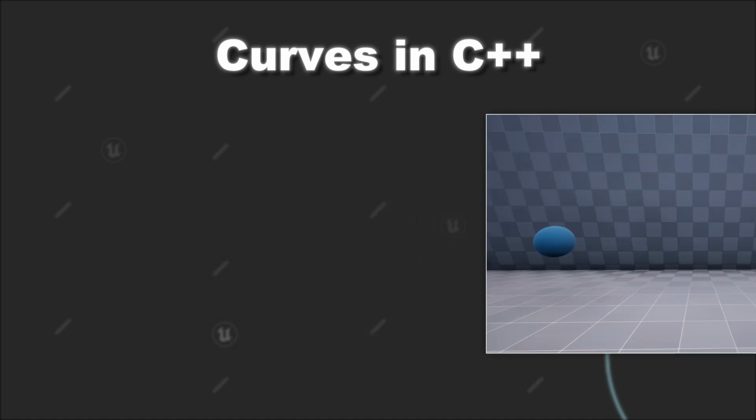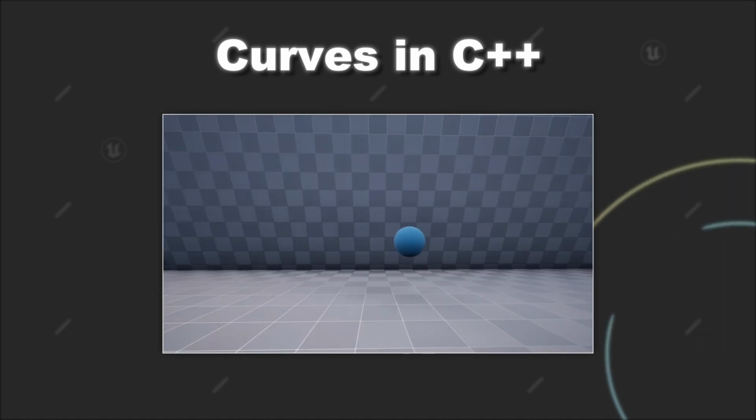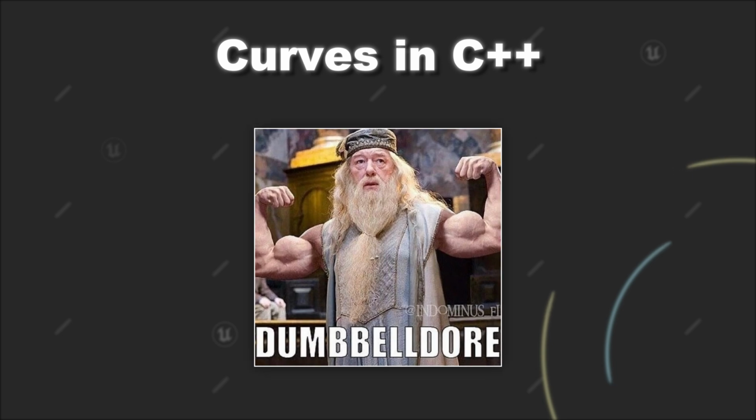For example, curves can be used when animating objects through code or adjusting gameplay parameters over time, such as gradually increasing the strength of your enemies.